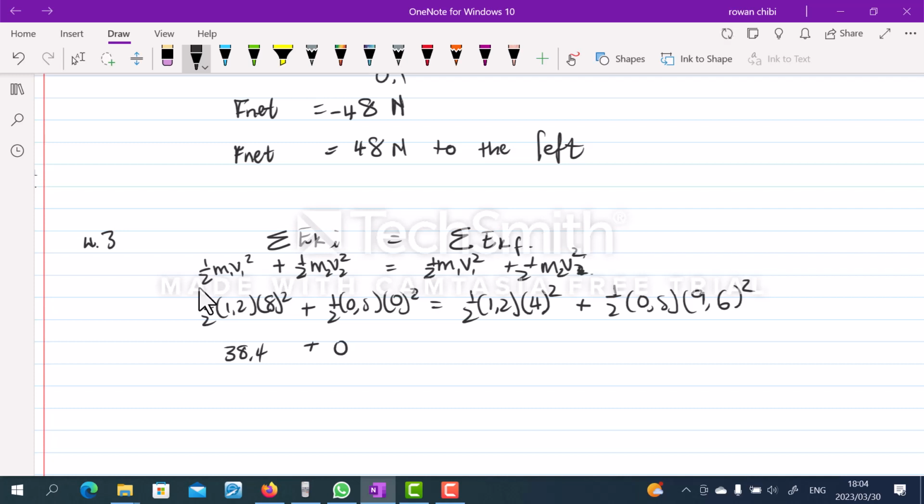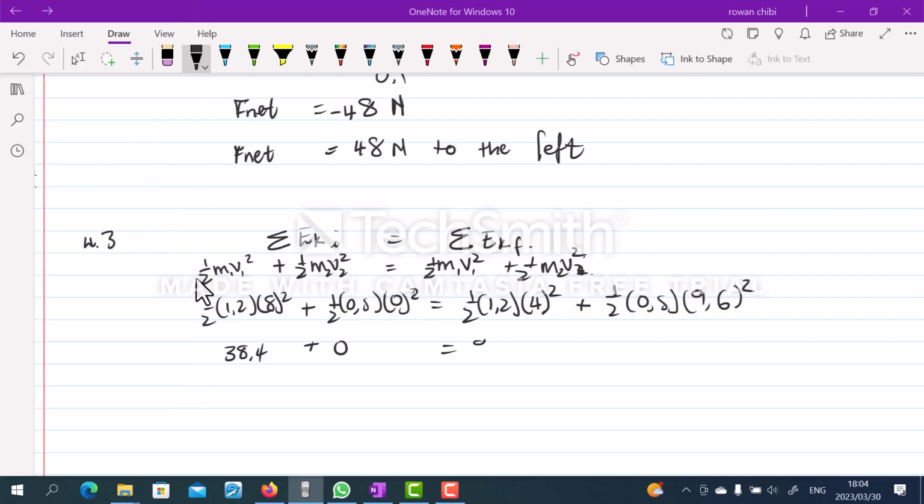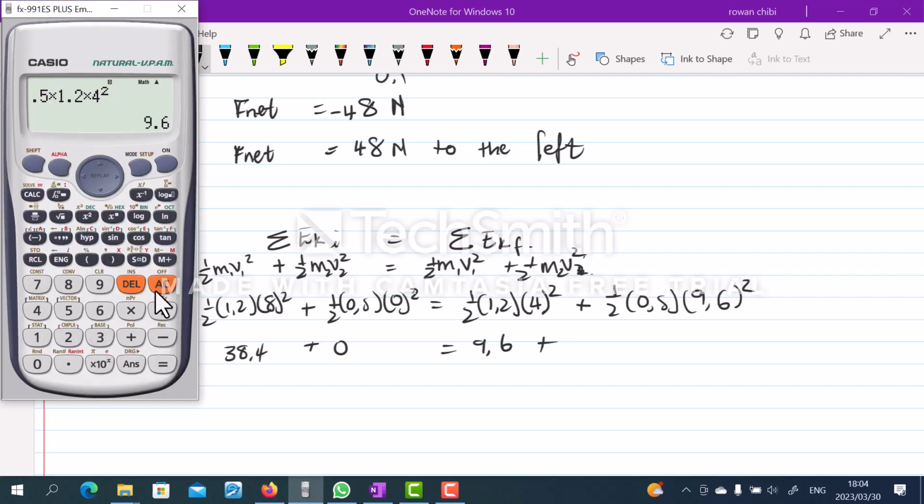Let's look at this one, it is 0. Let's look at that one. So we have half times 1.2 times 4 squared, which is 9.6, plus the last one, we have half times 0.5 times 9.6 squared, then the answer is 23.04.